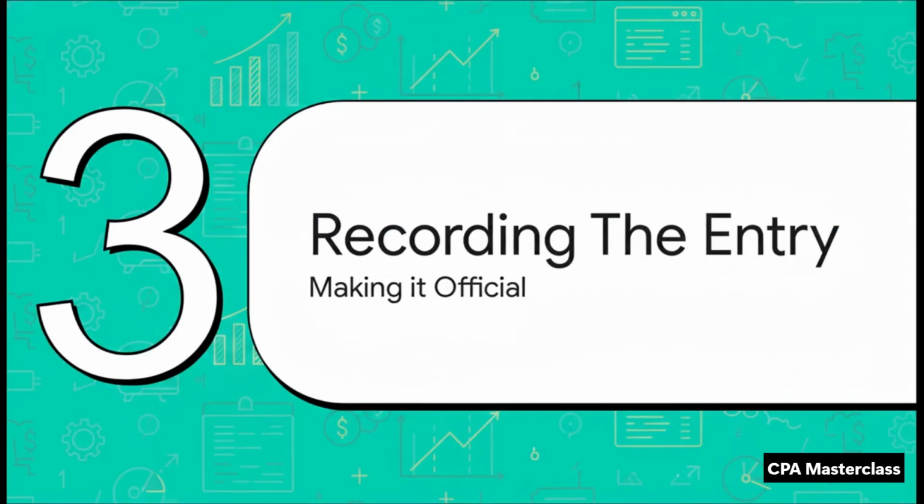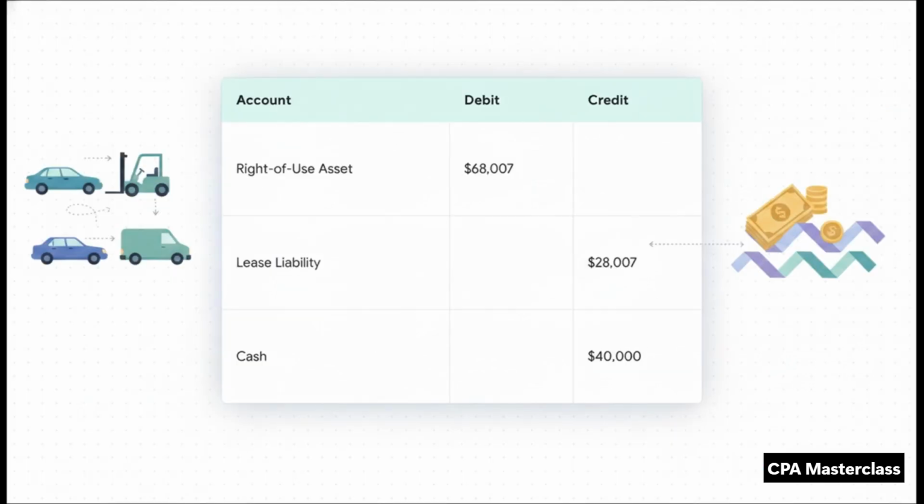Okay, we have our number. Now it's time for the really satisfying part, making the official accounting entry to get this whole lease onto the company's financial statements. And here's what it looks like. On the debit side, which is what the company gets, we record a right-of-use asset for the full $68,007. That's their right to use those vehicles for the next 2 years. Then on the credit side, what they gave up or now owe is the $40,000 in cash they paid out, plus a brand new lease liability of $28,007. That's the present value of what they still have to pay.